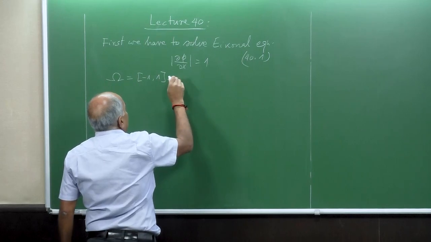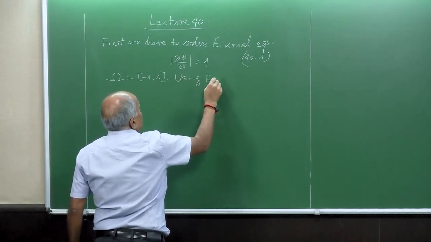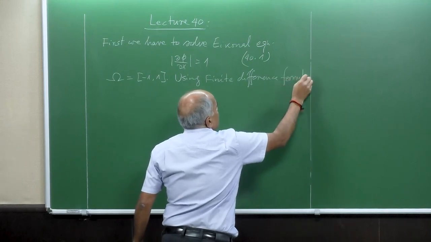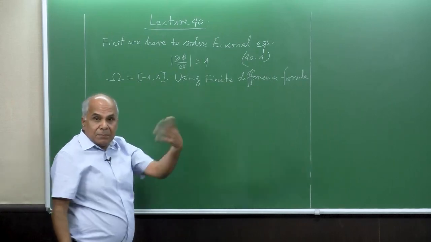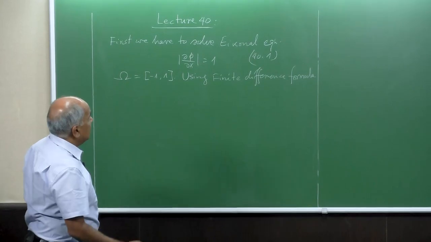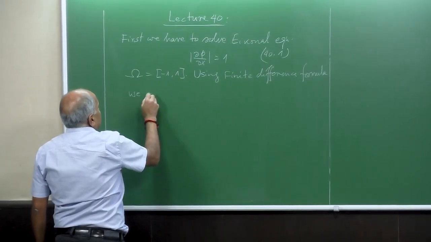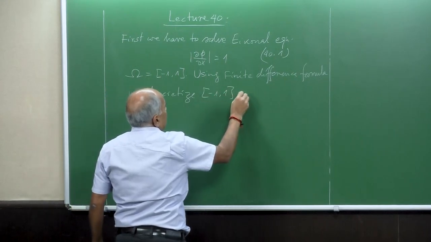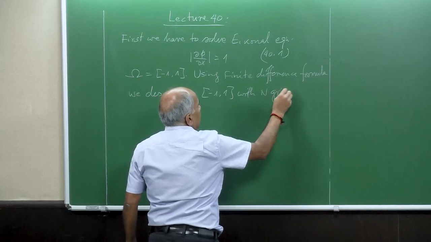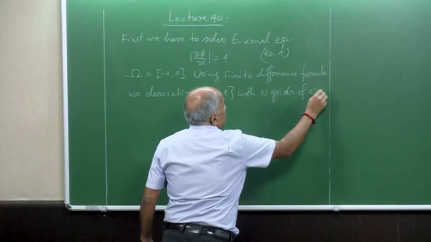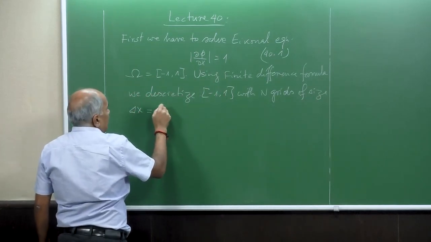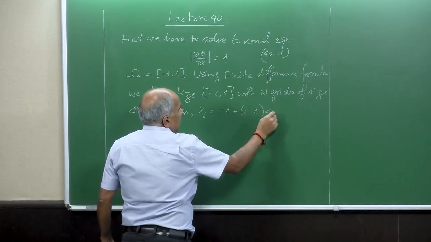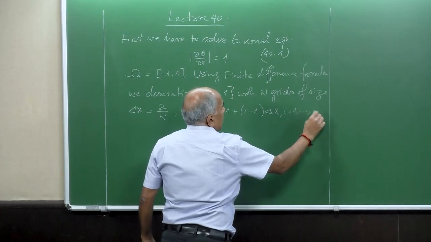We solve it using a finite difference formula. We can also replace the derivative with a meshfree method, but I will just present the finite difference formula. It is very simple. We discretize minus 1 to 1 with n grids of size delta x, given by 2 by n. So our x_i is minus 1 plus (i minus 1) delta x, where i runs from 1 to n plus 1.